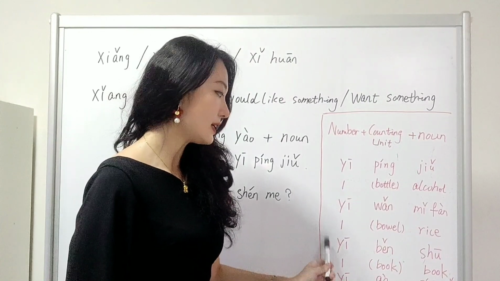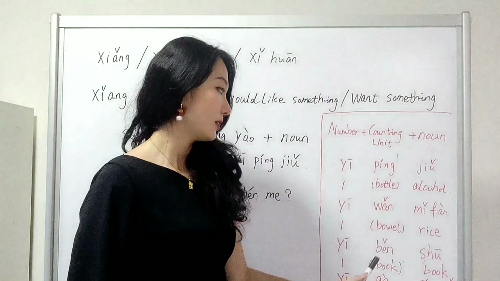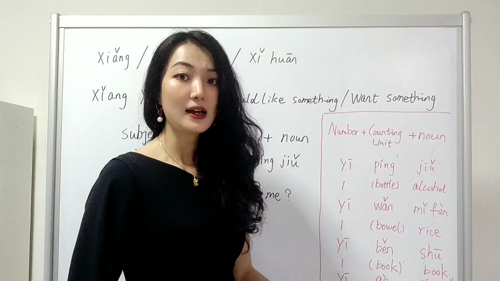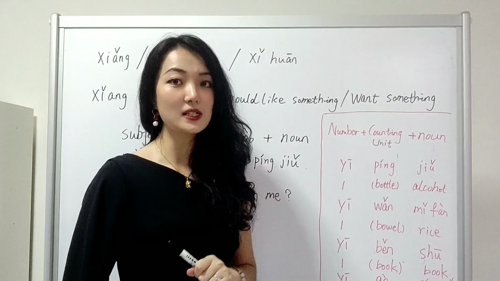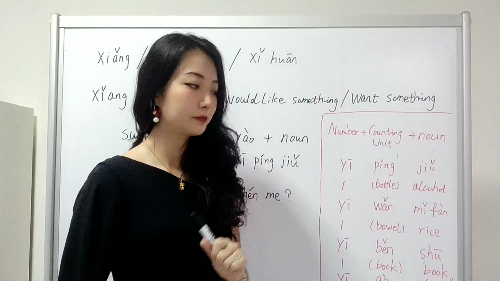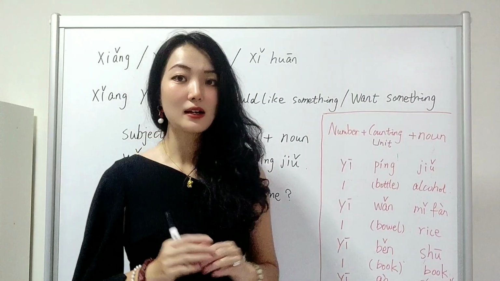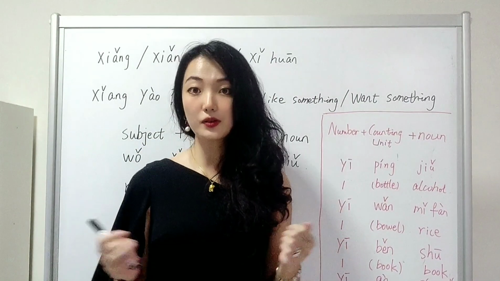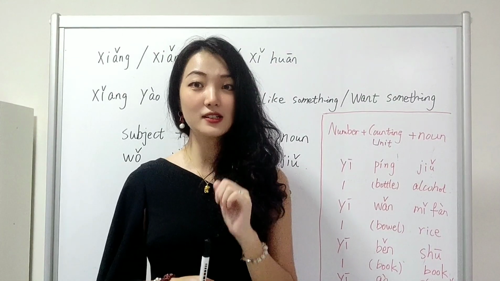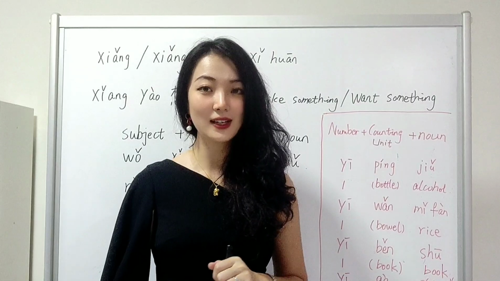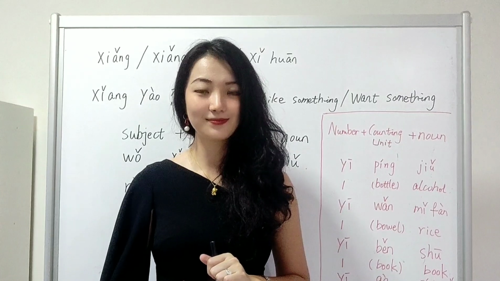Next one, 一本书. We learned 书, it means book, right? And 本 is the counting unit of books. So 一本书 just means 1 book. And 个 means the counting unit of general stuff. For example, we can use 个 to count people. 一个人 means 1 person. 一个苹果 means 1 apple.